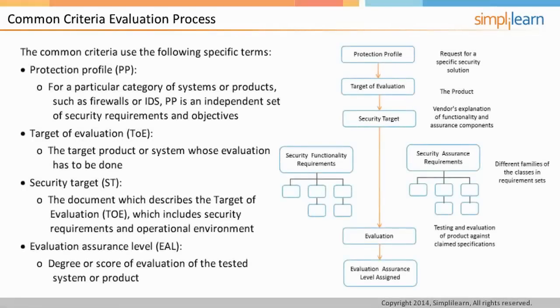The Common Criteria use the following specific terms when defining specific portions of the testing process. Protection Profile, PP. It is an independent set of security requirements and objectives for a specific category of products or systems, such as firewalls and intrusion detection systems. Target of Evaluation, TOE. It is the system or product which is being evaluated. Security Target, ST. It is the documentation describing the target of evaluation, TOE, including security requirements and operational environment. Evaluation Assurance Level, EAL. It is the evaluation score of the tested product or system. In the next slide, we will discuss the Common Criteria levels.